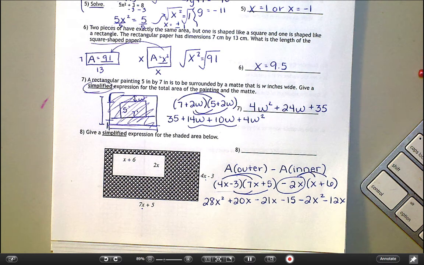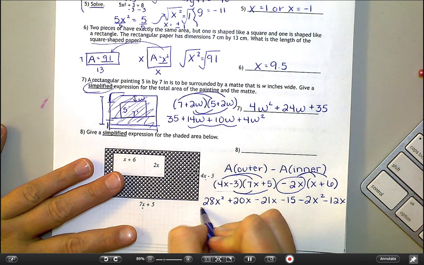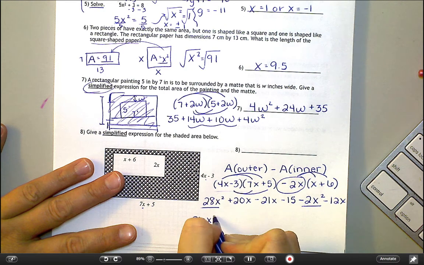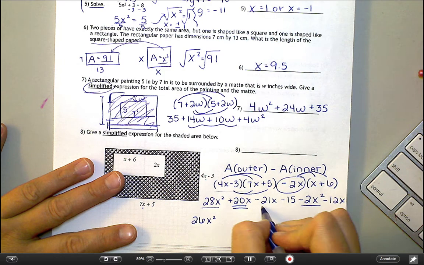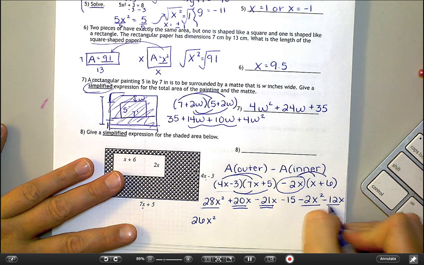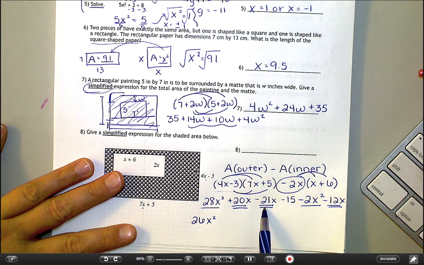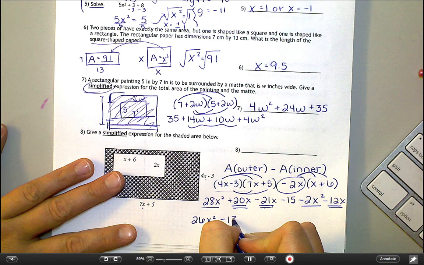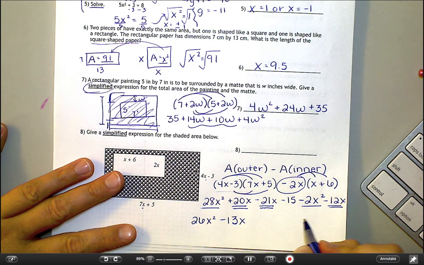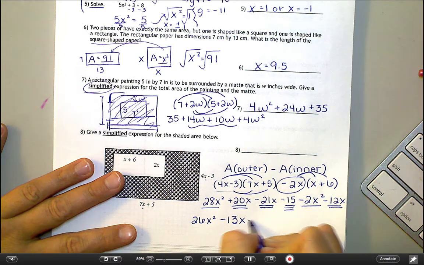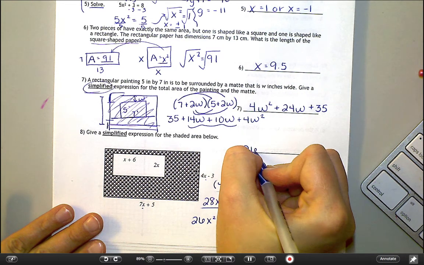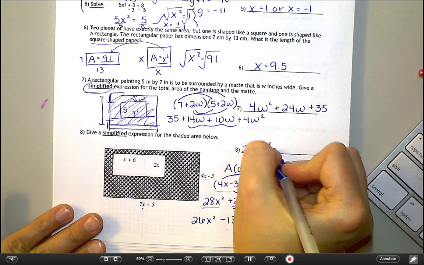Okay? Now that I've got all of that written out, I can go through and just combine all my like terms. So 28x squared minus 2x squared is 26x squared. 20x minus 21x minus 12x. So 20 minus 21 is negative 1, and negative 1 minus 12 is negative 13x. And then I just have a minus 15 here. And that right there is what goes down for my final answer, and it's just an expression.